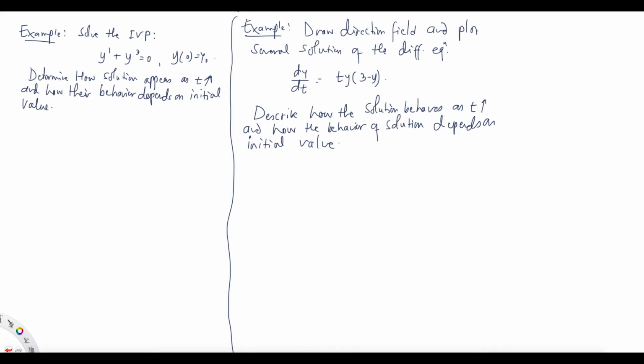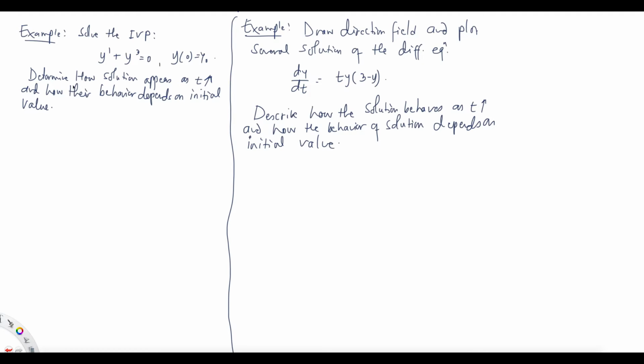Hi, in this video, I'm going to talk about a couple more examples on existence and uniqueness of first order differential equations. In the last video we discussed a few more examples there. Now, on both of these examples, we will talk about how the different initial values change the behavior of the solution when t increases.